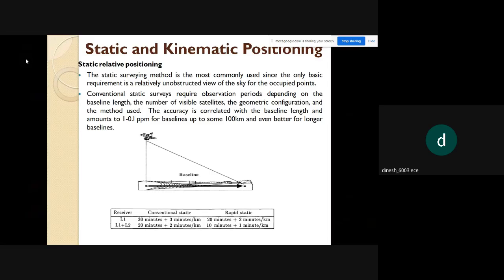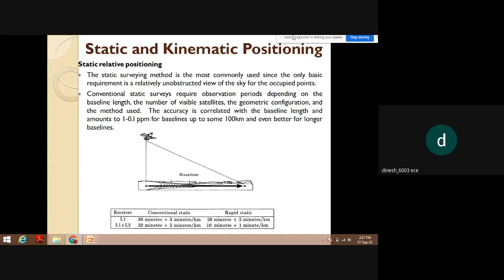So coming to the next topic, static and kinematic positioning. We all are familiar with positioning. In that, two types are there, static and kinematic. So that we are going to see.